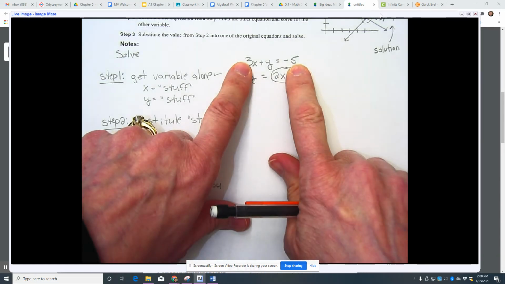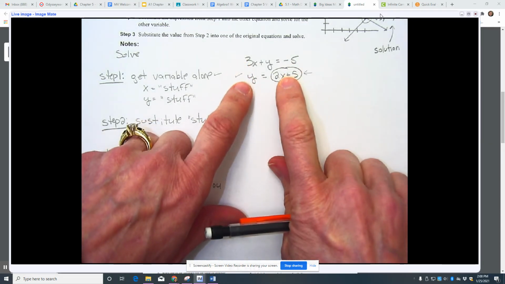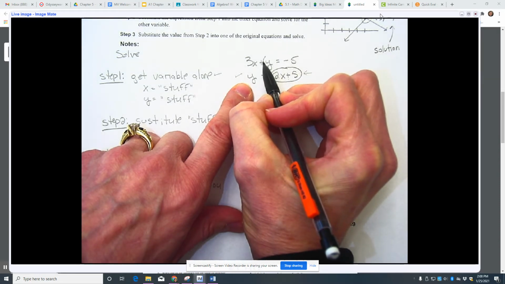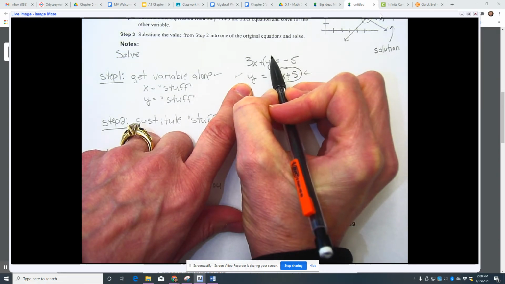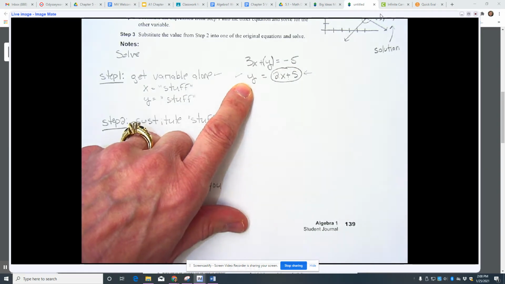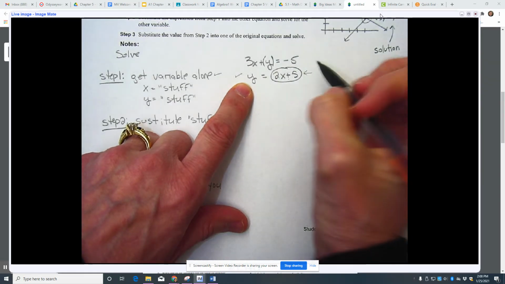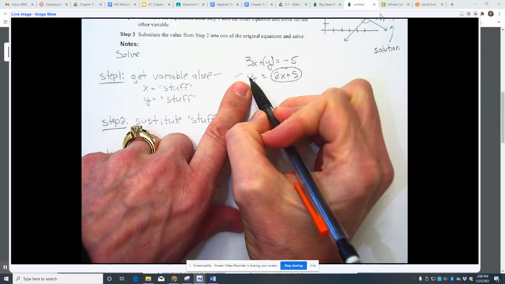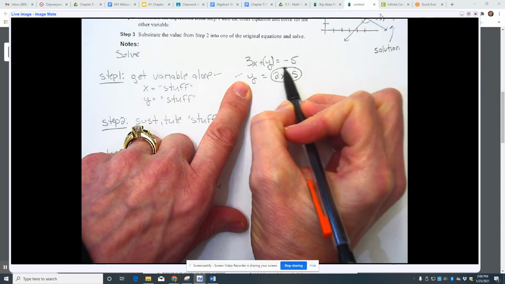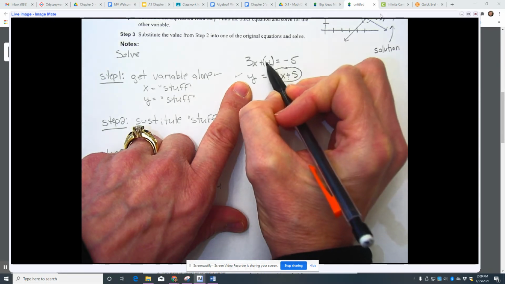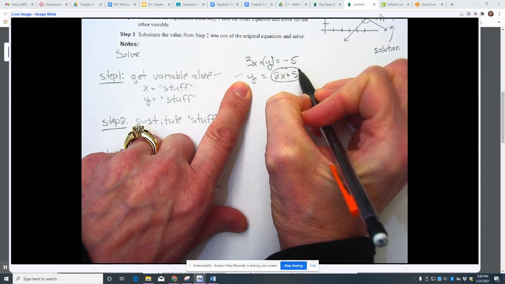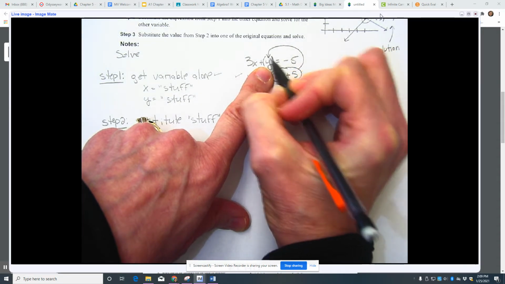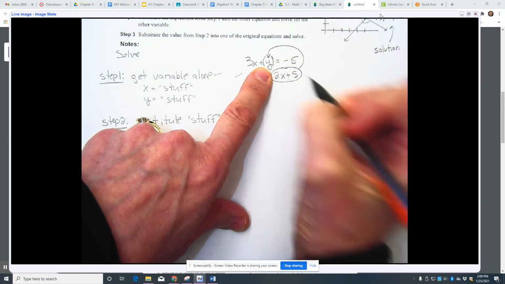So in your other equation, what I want you to do up here is wrap that y up in parentheses. That's very important. And what we're going to do, I'm going to erase this, because y is the same as or equal to 2x plus 5, in this equation, where there's a y, I'm going to substitute in place of y 2x plus 5.